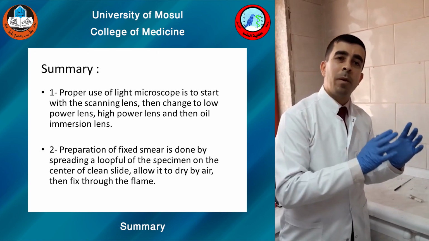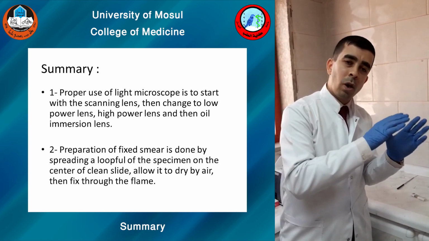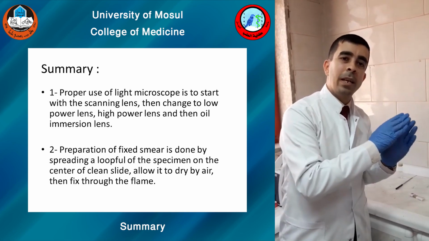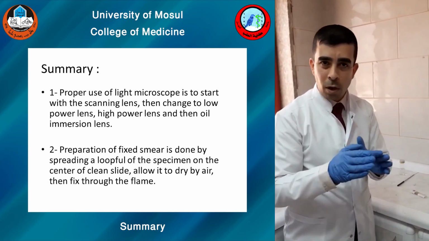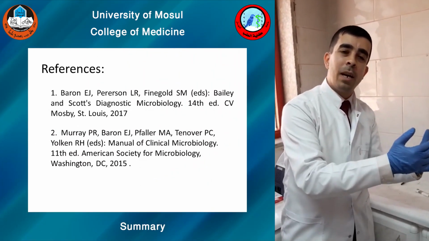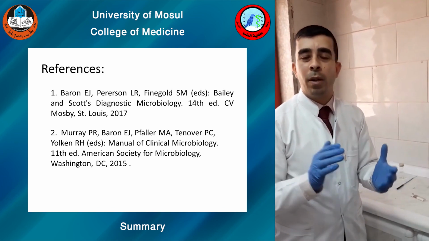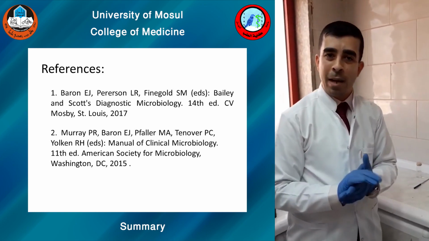And the third part was preparation of fixed smear from solid material. Again, we use 1 drop of water on the slide, then bring a small portion of the colony to this drop, spread it on the center, allow the slide to dry by air without heating, and then we fix it, and then it will be ready for the staining to be viewed under the microscope.